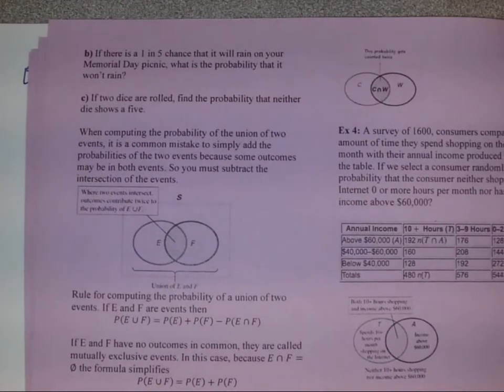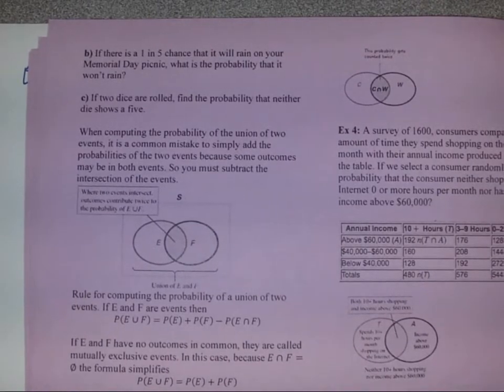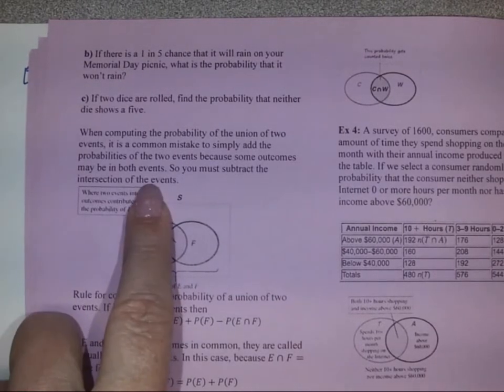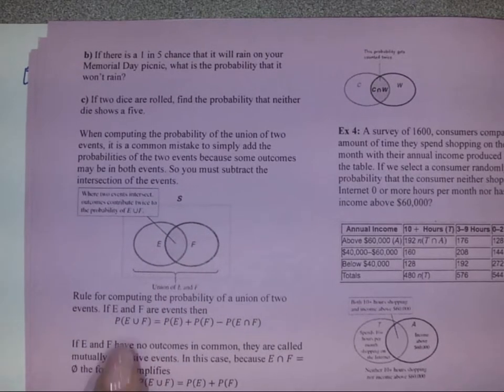All right, so when computing the probability of the union of 2 events, it is a common mistake to simply add the probabilities of the 2 events because some outcomes may be in both events. So you must subtract the intersection of the events. So to find the union, we have to take out the overlap.